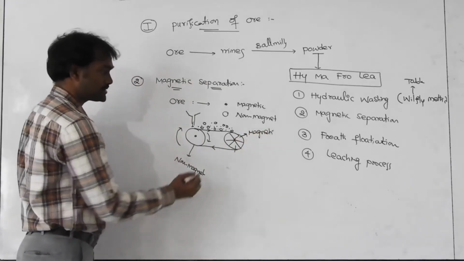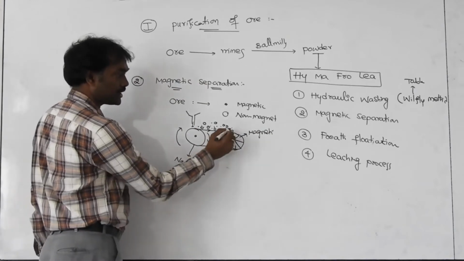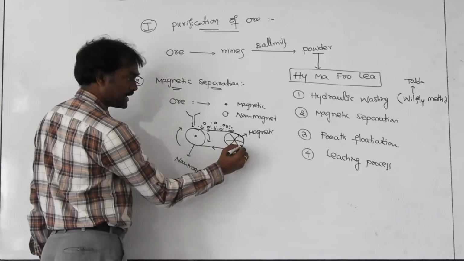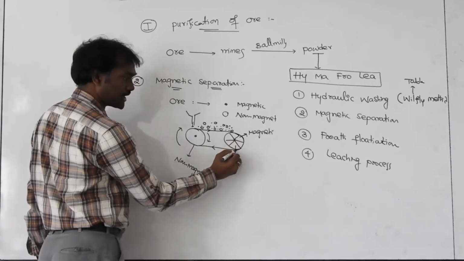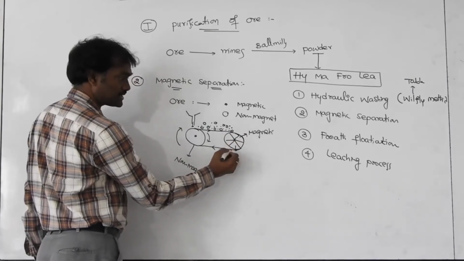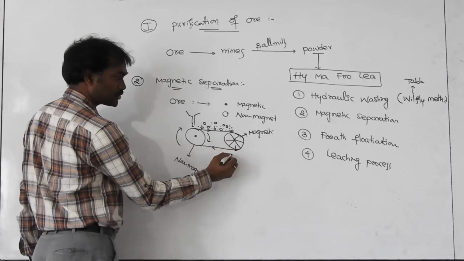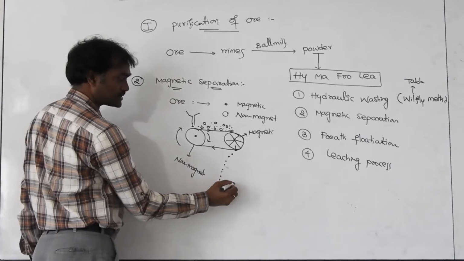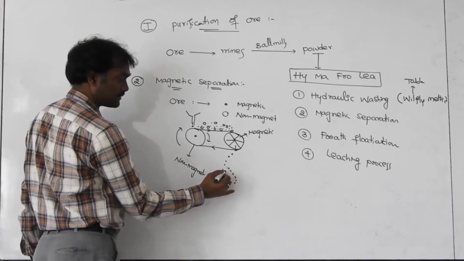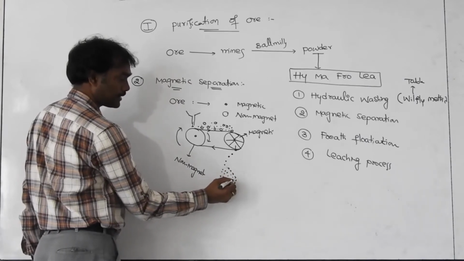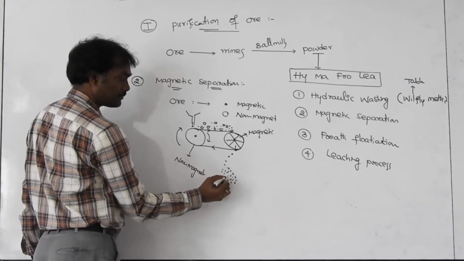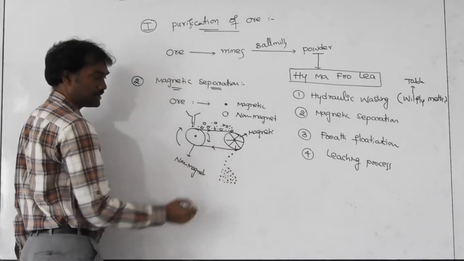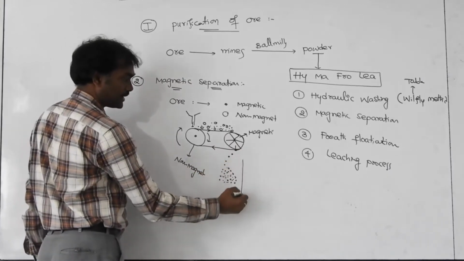So what happens when this roll is rotated? The magnetic natured particles are continuously attached up to this point, so after this the magnetic material is eliminated. All the magnetic particles are separated at this far distance area. The magnetic particles come up to the last end of the wheel turbine, so these are separated here.